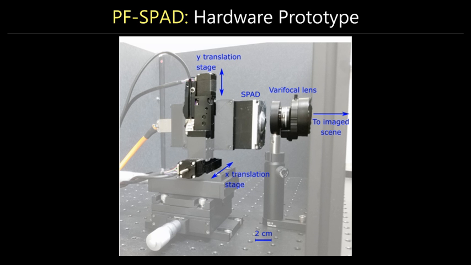We now show some experimental results using our single-pixel PF-SPAD hardware prototype. Our hardware prototype consists of a single SPAD pixel mounted on 2 microtranslation stages which raster scan the image plane. This allows us to capture 2D intensity images of the scene using a single pixel.